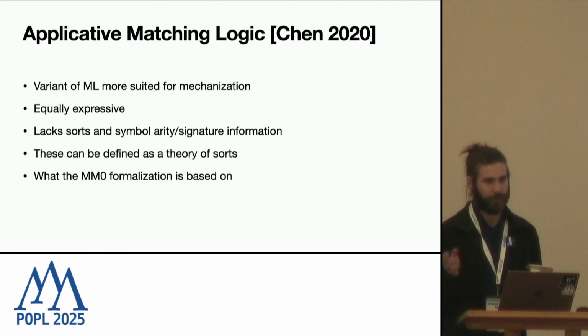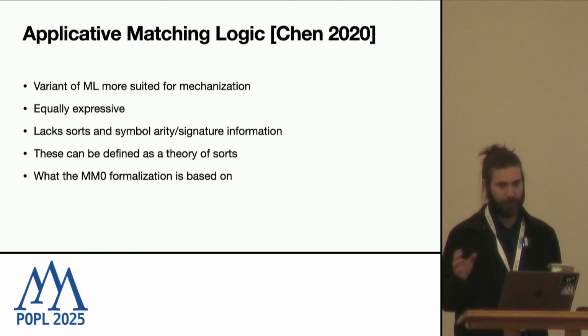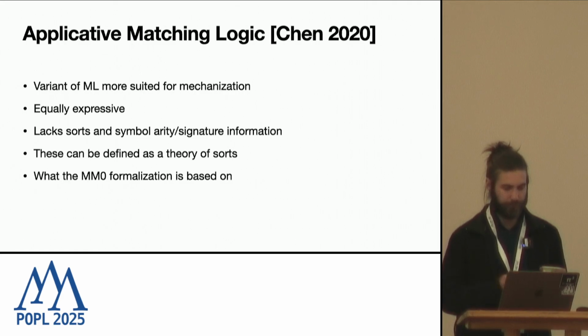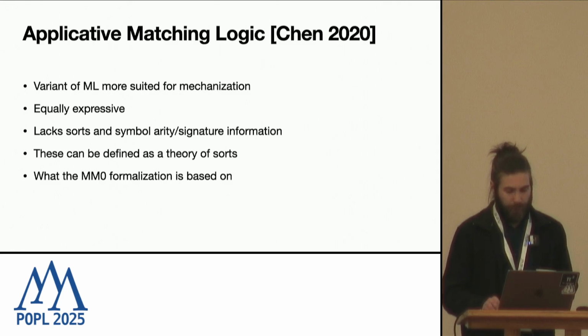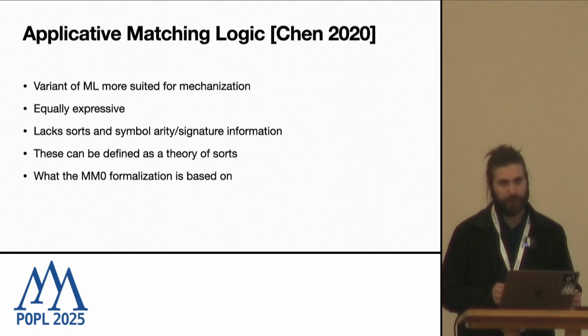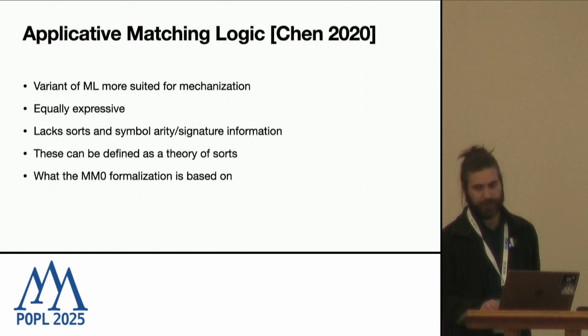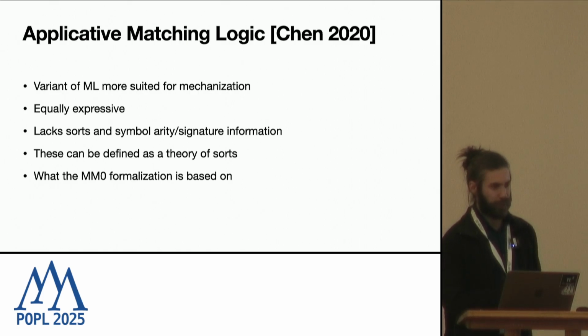So all you have is this set of symbols, and you have a binary operator called application, and you can apply a symbol to anything. And this is how you build symbol application. I'm only mentioning this because this is what we use in the formalization, which makes things easier, but not knowing this might make reading it a bit hard to understand, so just to be aware. We effectively can bring back sorts into the picture by formalizing them as a theory in applicative matching logic.